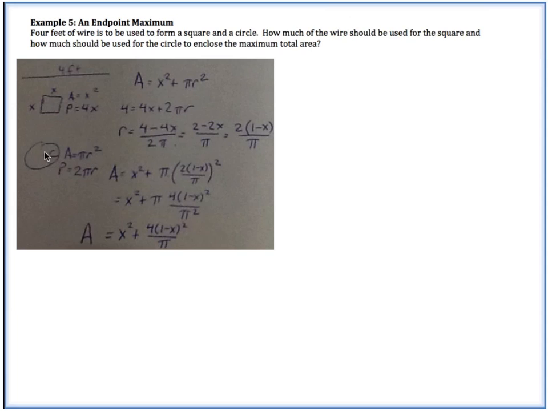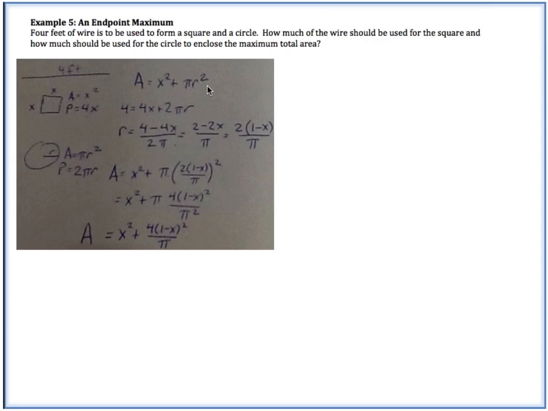Okay, welcome back. So here we have our square and it's x by x. So the area is just going to be x squared here, and the perimeter is going to be 4x. Now we know the area of a circle is pi r squared and the perimeter is 2 pi r. So our actual primary equation is going to be area is x squared plus pi r squared.